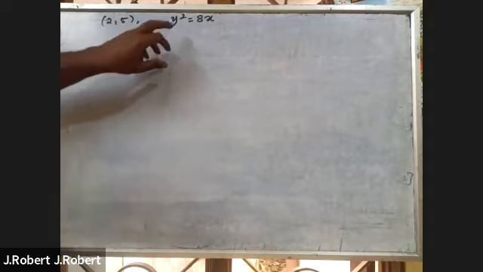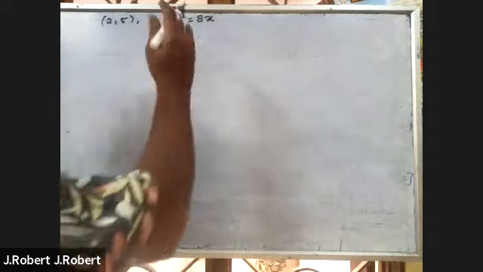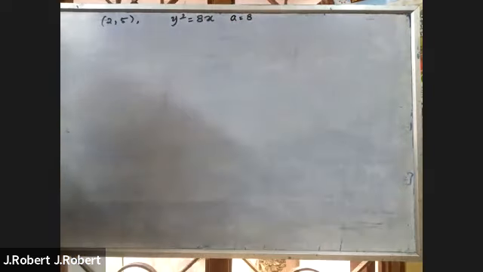So the equation of the parabola is given as y squared equals 8x. It opens rightward. From this we can say a is equal to 8.